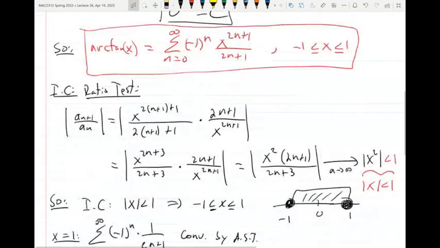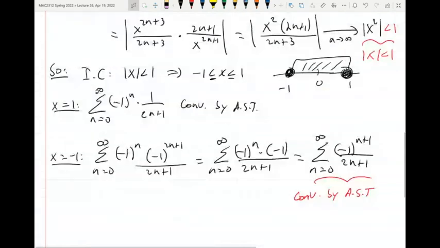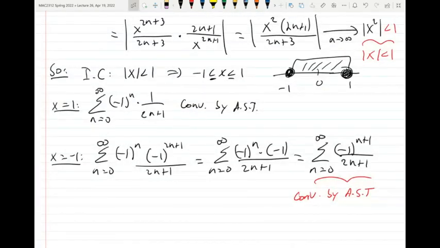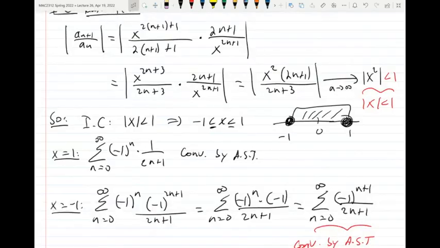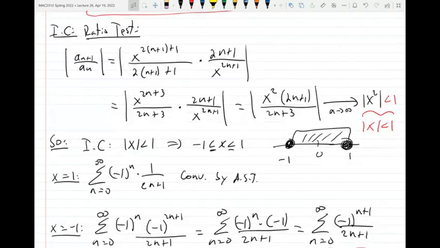Yes? Can you explain again why you have to test the endpoints for the ratio test and not for the other one? What do you mean? Like when you go up. Because the ratio test tells you that the series converges when the limit is less than 1. It diverges when the limit is bigger than 1, but doesn't tell you anything about what happens when it's equal to 1. So we know that this converges for less than 1 and diverges for bigger than 1, which is bigger than 1 or less than -1. On these two places, it diverges.